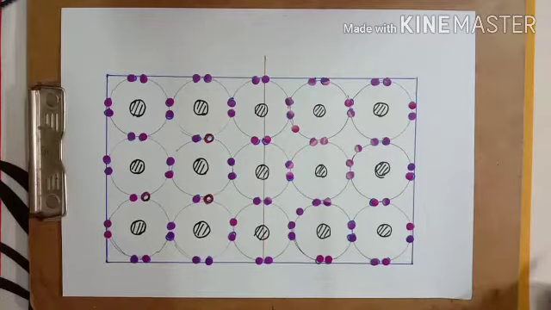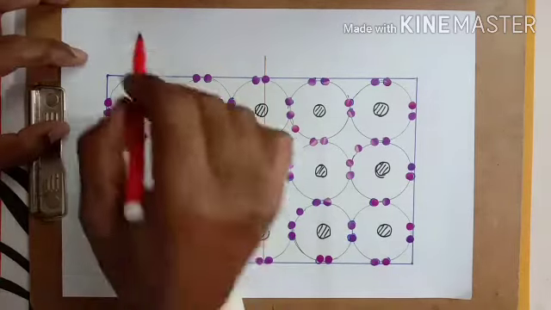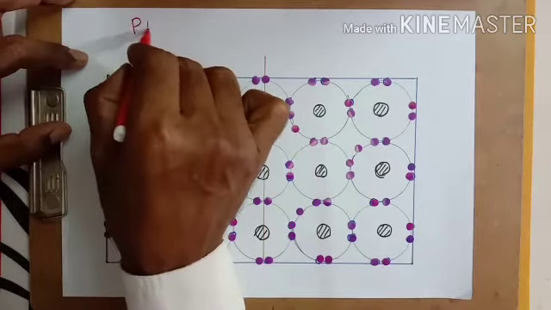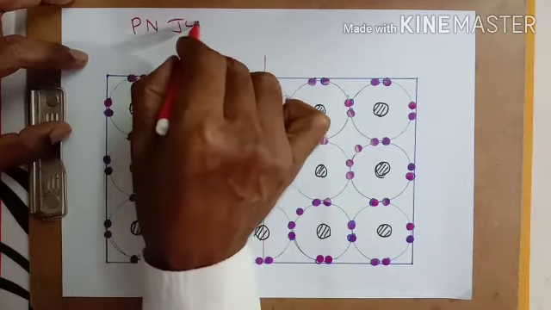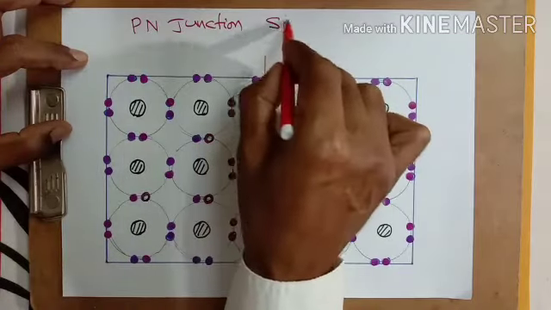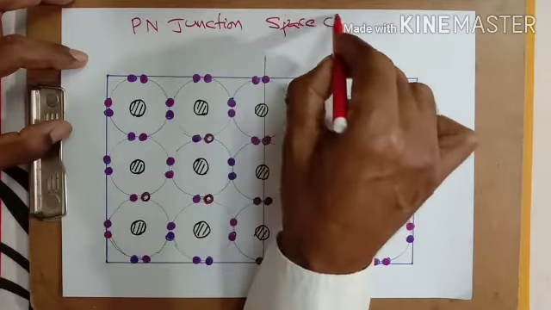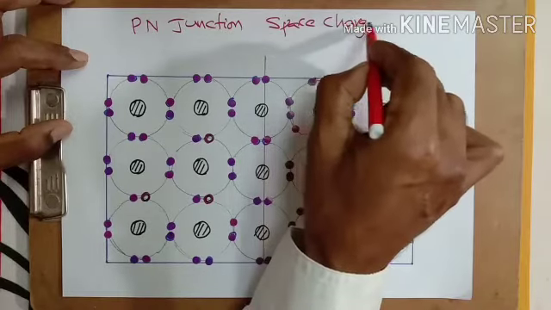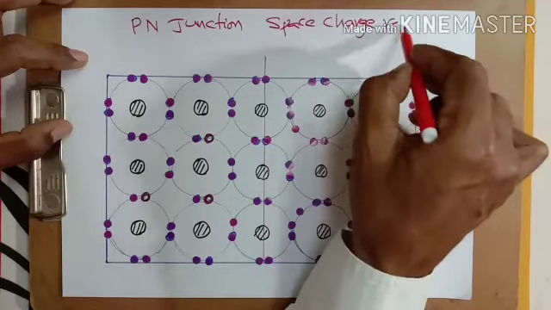Here we go. So in this video we'll try to understand the PN junction diode space charge region, or depletion region.